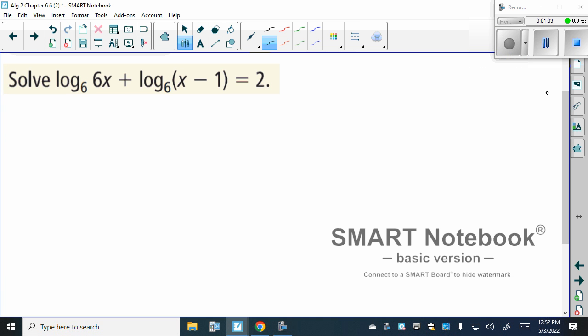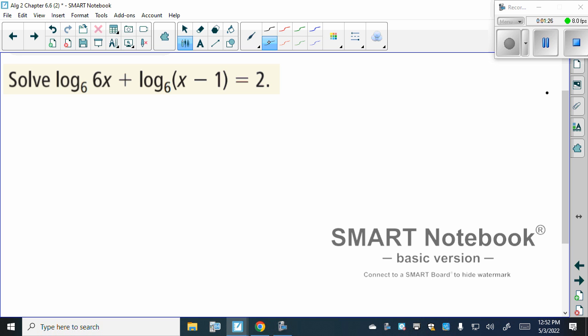So this here is where we stopped. We stopped with the problem before this one here. So we'll be looking at this one here to start with. Solving log base 6 of 6x plus log base 6 of x minus 1 is equal to 2. So the note sheet from yesterday. And then we'll be doing this other note sheet today.